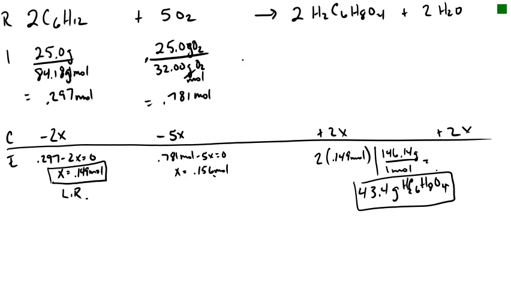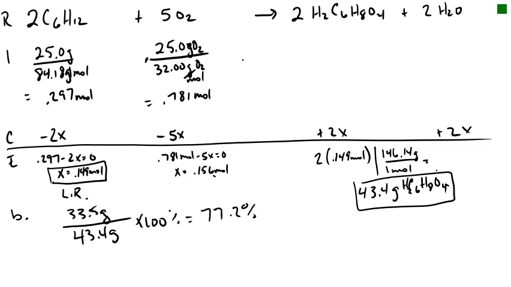To finish part B for this problem, where it gave us 33.5 grams that were actually produced from this reaction, I would then take that actual yield and divide it by the theoretical yield that we just calculated, 43.4, and multiply that by 100%, which would equal 77.2% overall.